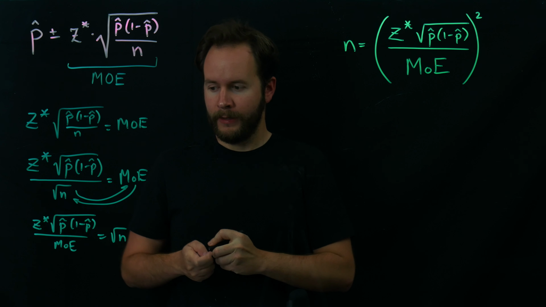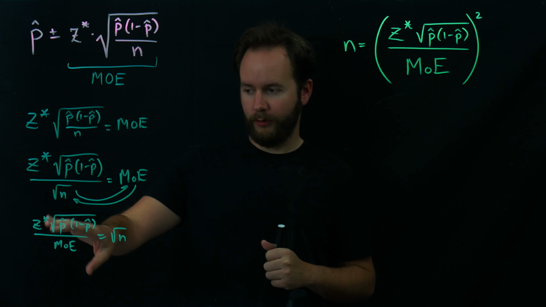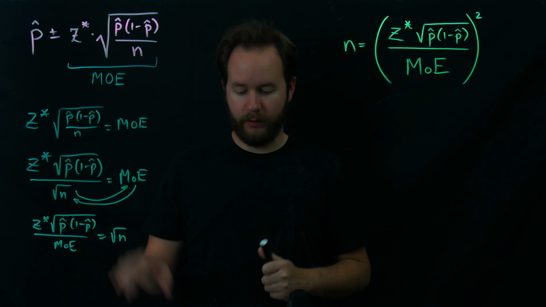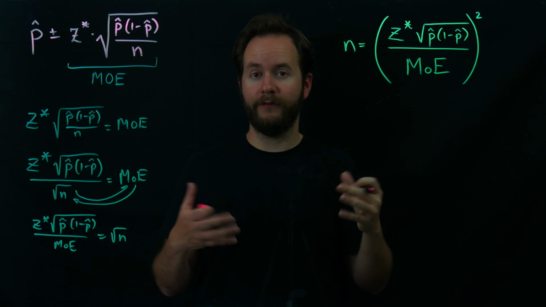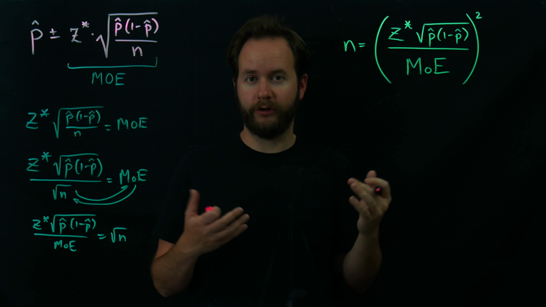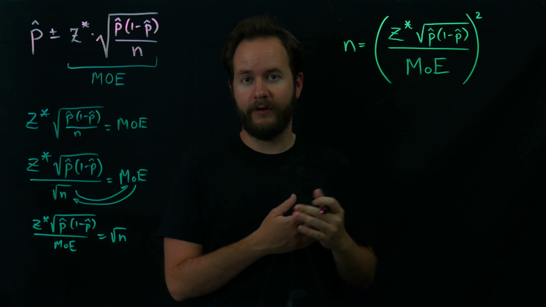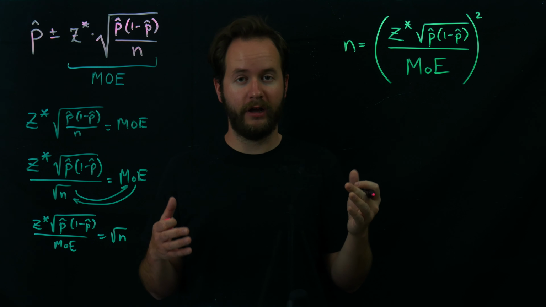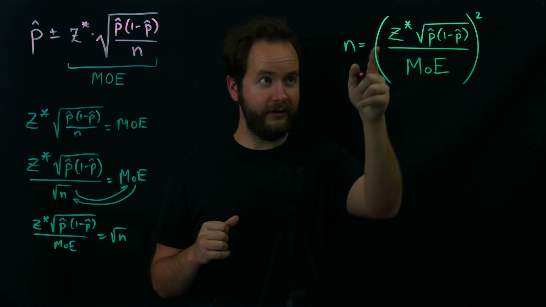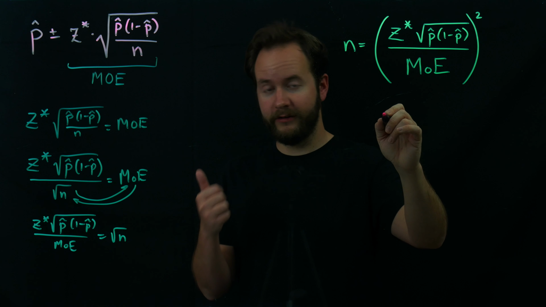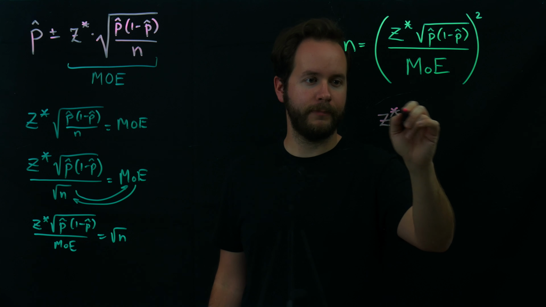Now you might be wondering, what is z star, what are p hat, n, and MO? Let's write those things down. So z star is a value that's associated with the level of confidence that we want when we construct our interval. So we might want to be 90% confident or 95% confident or 99% confident that the true proportion is within the range of the interval that we set up. That z star value can be found either in a table or using a calculator.